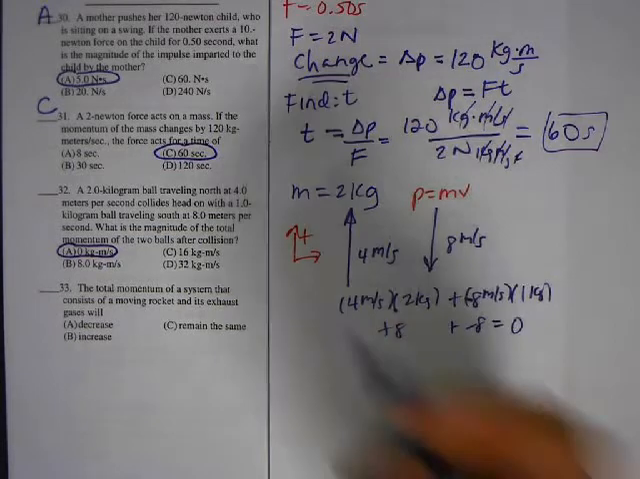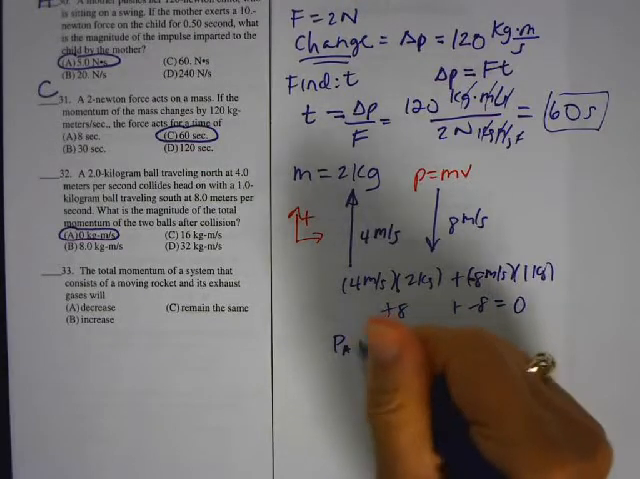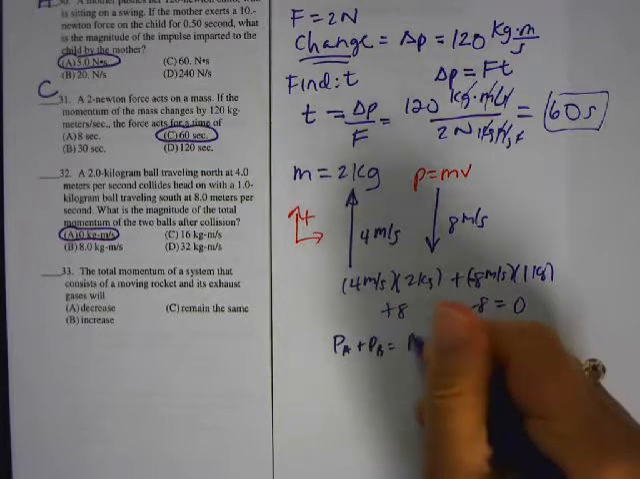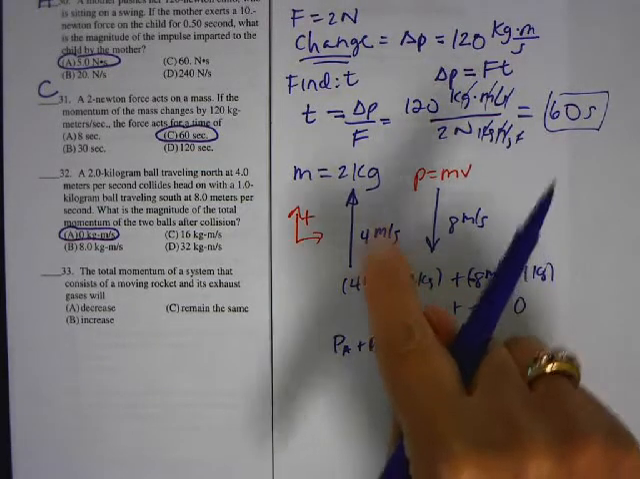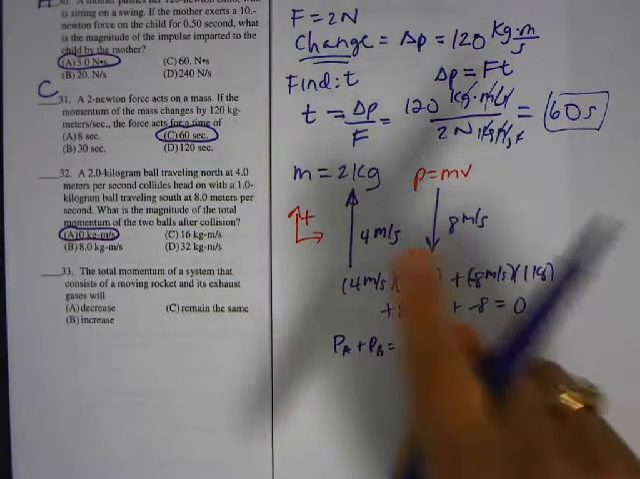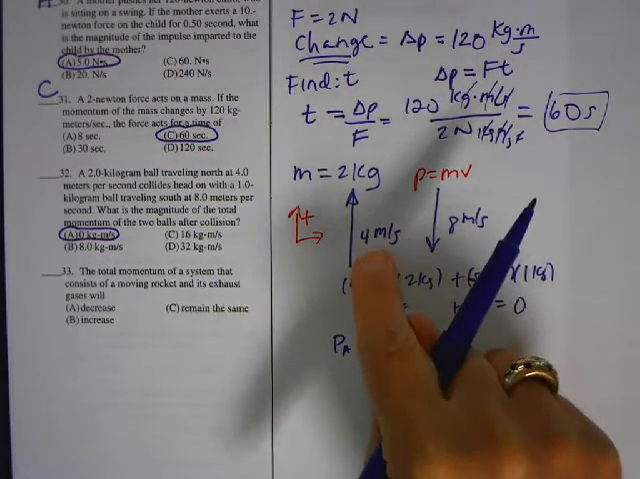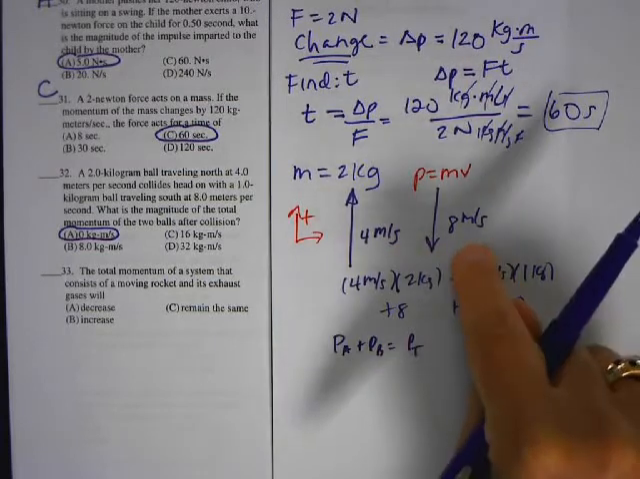Now, if I wanted to write it all out, I could say momentum of A plus momentum of B is equal to the momentum total, or 1 plus 2. But again, you have to be aware of the sign. This one is going north, which is up, which is positive. This one's going south, which is down, which is negative.